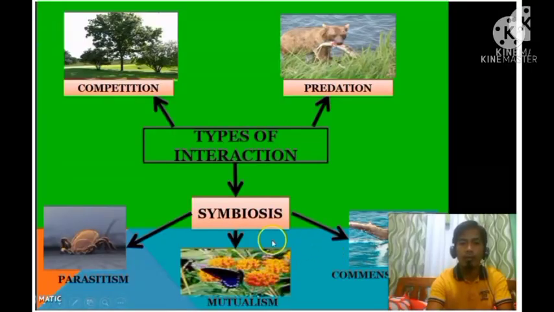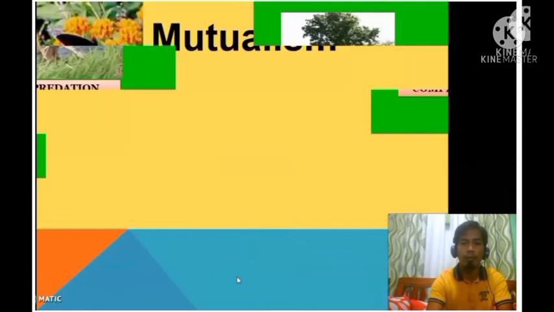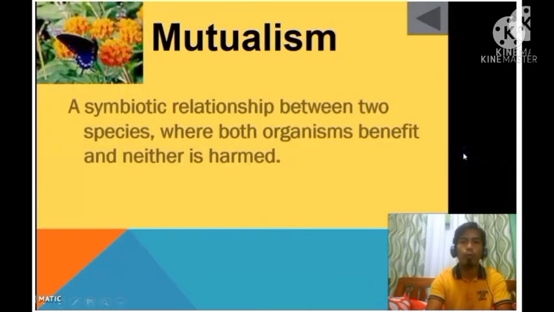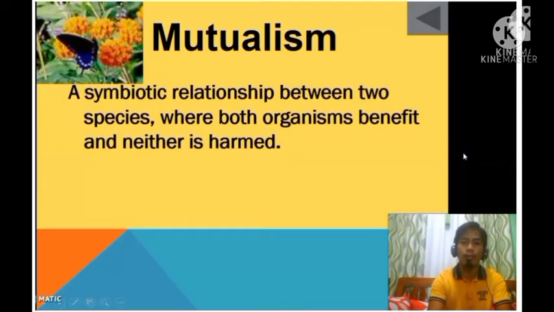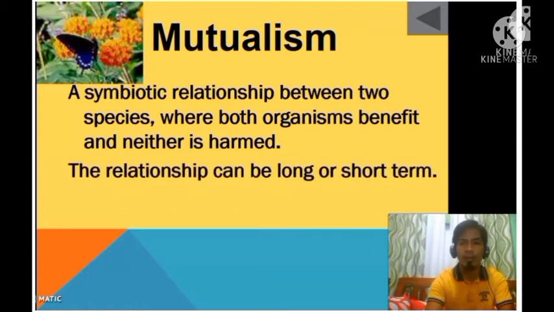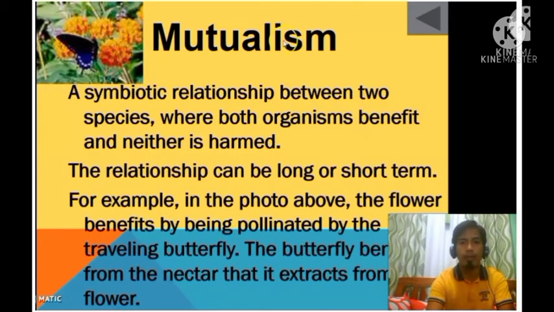The second type of symbiosis is mutualism. Mutualism is a symbiotic relationship between two species, where both of the organisms are benefited and neither is harmed. The relationship can be long or short term. For example, in the photo above, the flower benefits by being pollinated by the traveling butterfly. The butterfly benefits from the nectar that it extracts from the flower as its food.